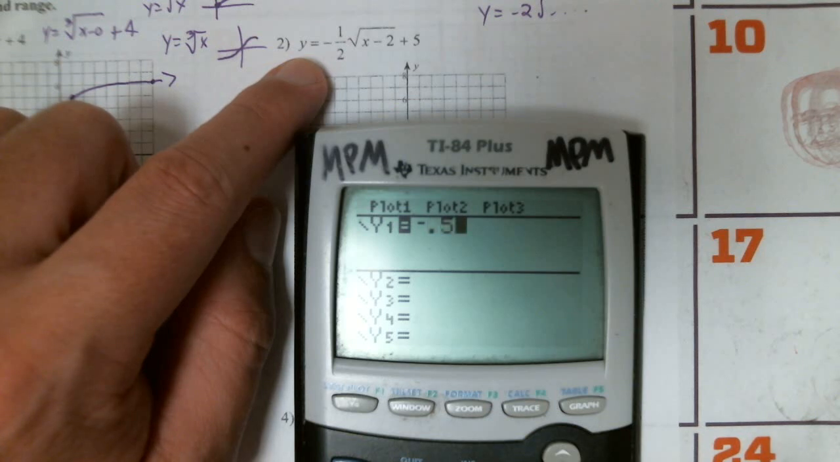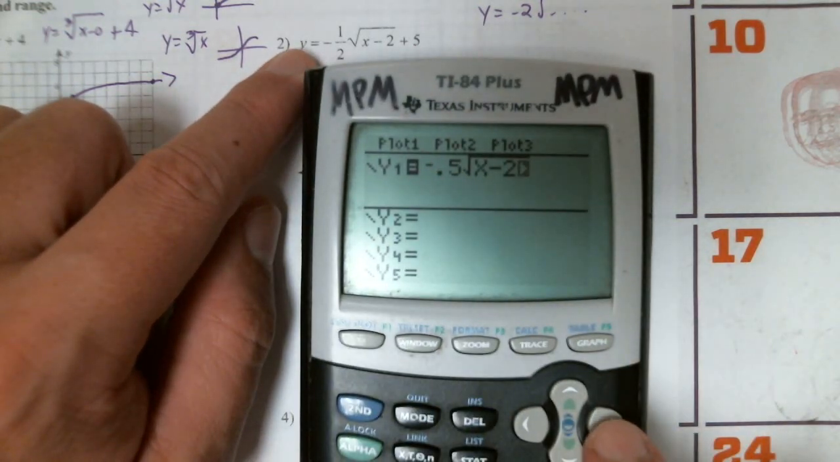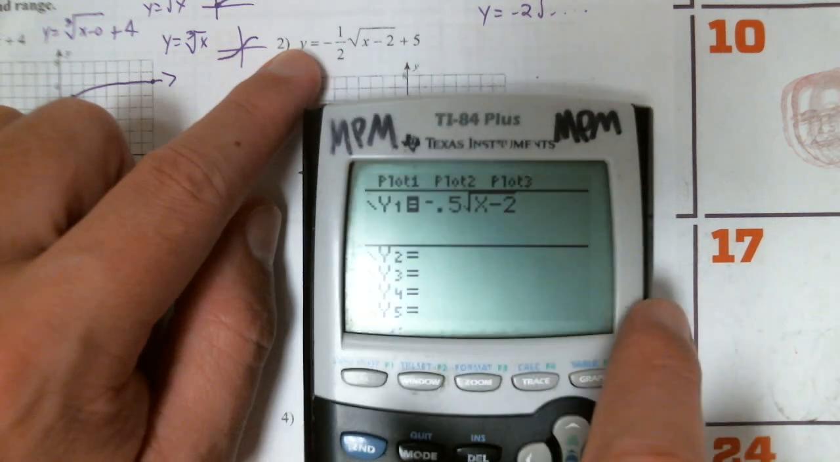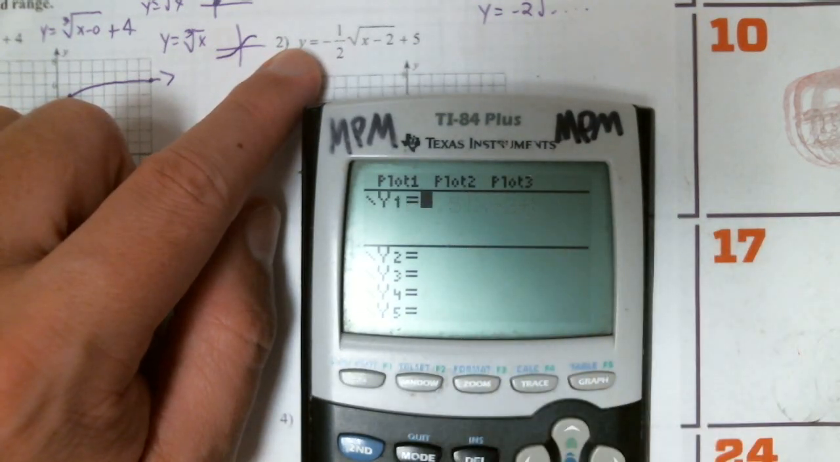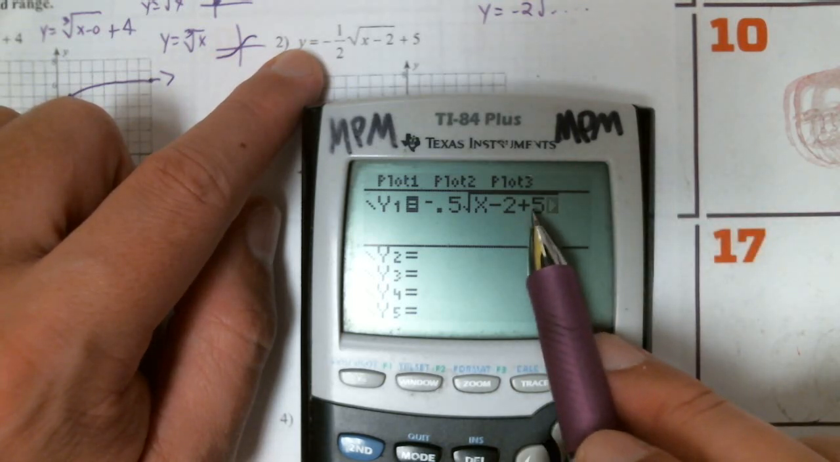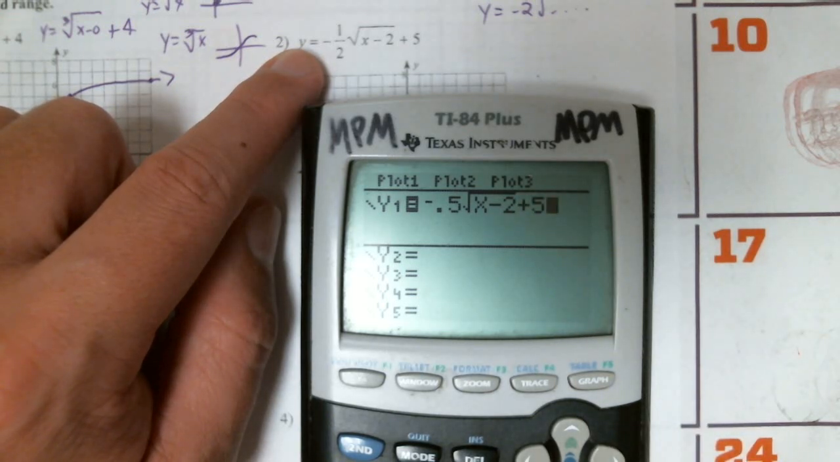So negative 0.5, second square root of x minus 2. Now I got to press the over button. Make sure you press this to get outside the radical. Okay, plus 5. If you don't get outside the radical, if you leave that on the inside, let me do that again. Negative 0.5 second square root of x minus 2 plus 5. You can't do that, because notice the 5 is still inside the radical, so make sure you don't make that mistake. You got to press the over button, get outside the radical, and then press plus 5.